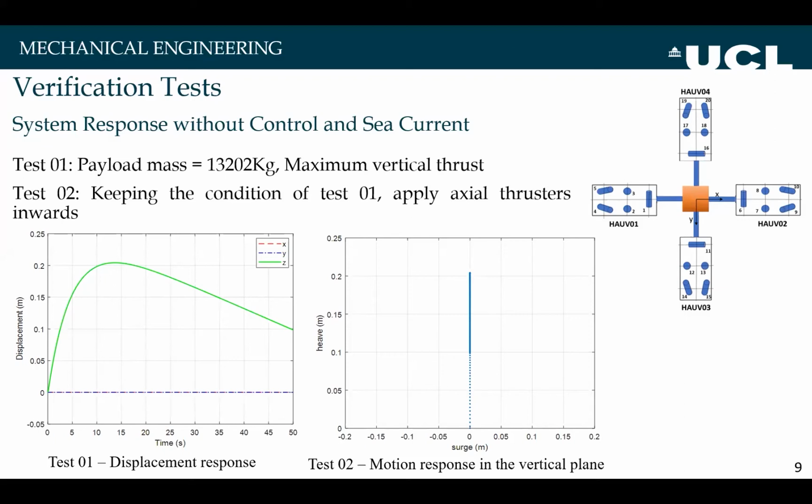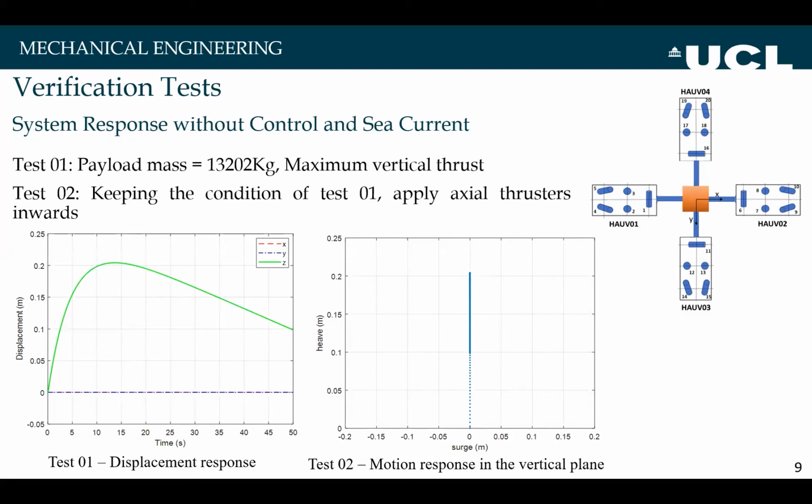So it's verified. In test two, the conditions were kept as in test one. That is, the payload mass was kept at the maximum, and all the vertical thrusters were applied. All the axial thrusters were applied inward. That is, when all the AUVs apply their axial thrusters positively, they are applied inwards. So as can be seen in the test two result, the small spike in heave is still there, but there is no motion in the axial direction. So which is good. It means that the dynamic model is giving the right results.